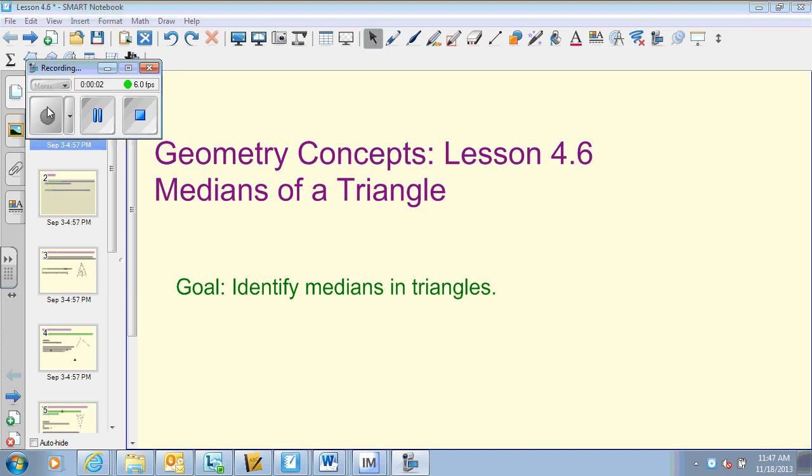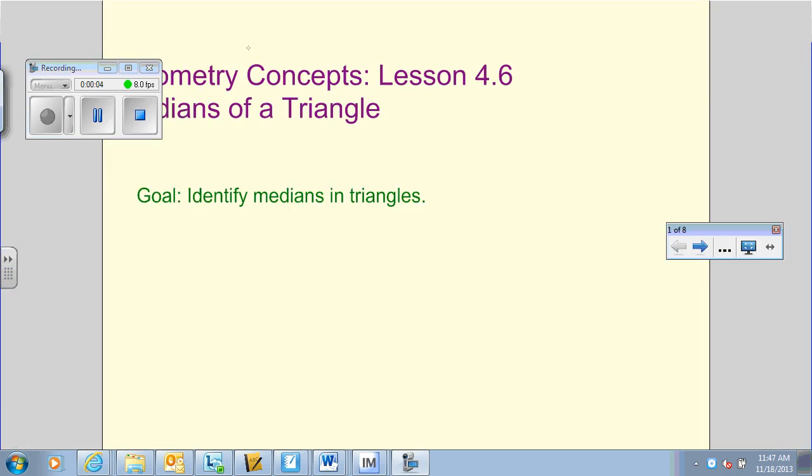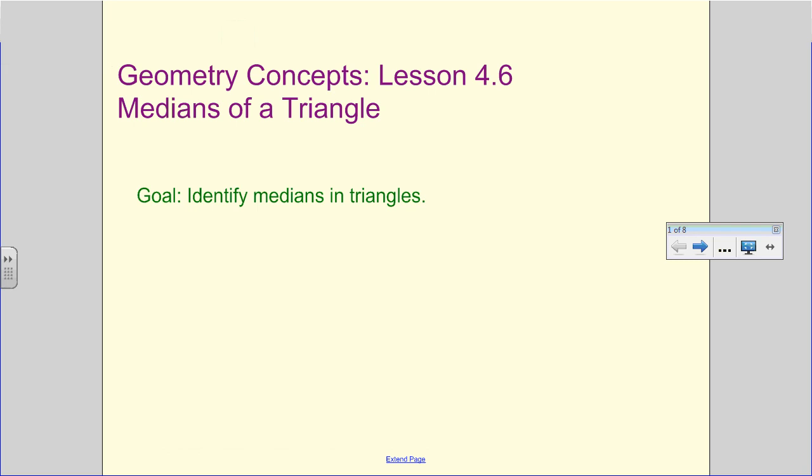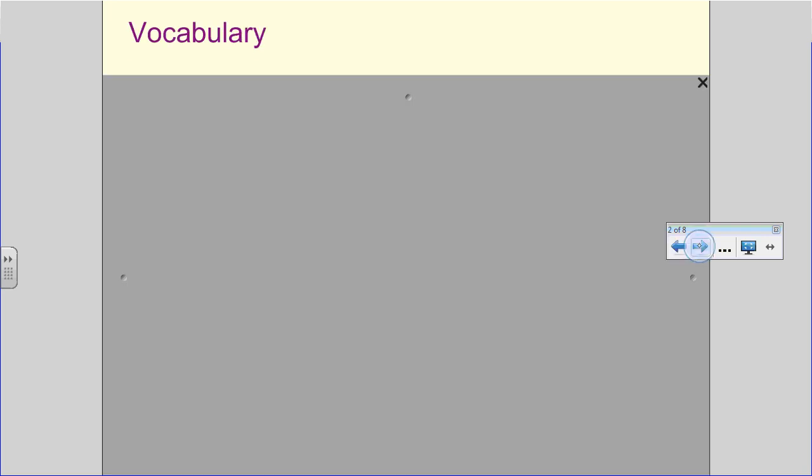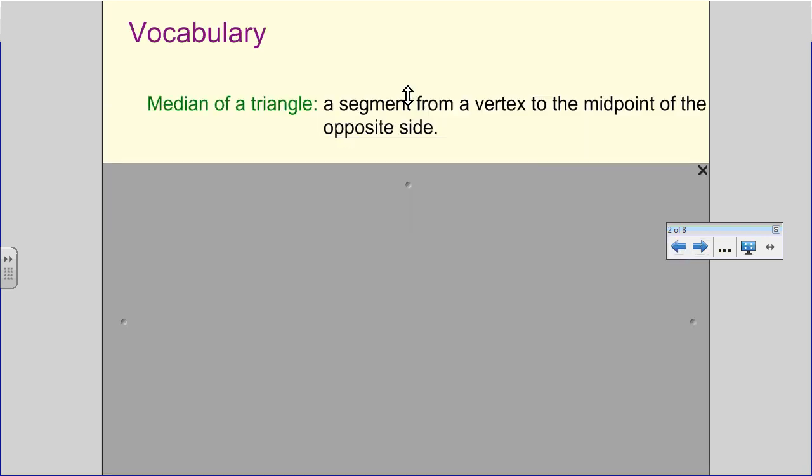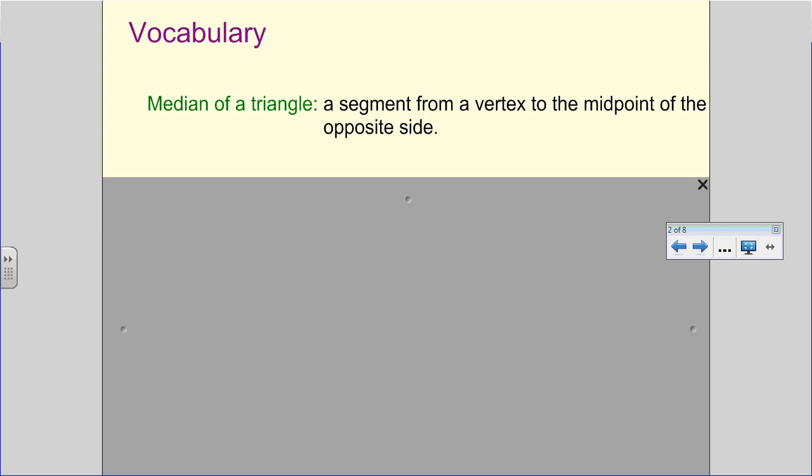Right, here is our final lesson in Geometry Concepts for Chapter 4, medians of a triangle. We're going to identify medians, and then we're actually going to find measurements and segments on that median. The median is the segment that goes from the vertex to the midpoint of the opposite side.